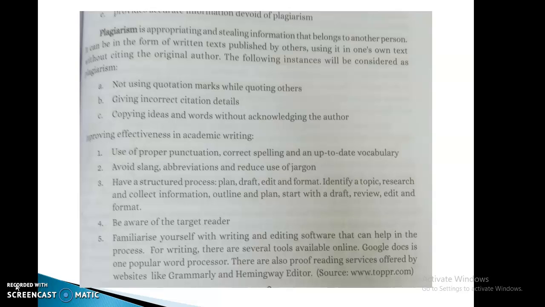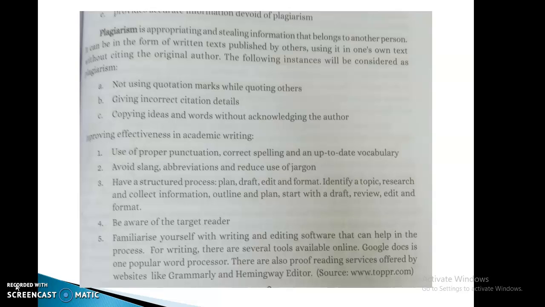The jargon is special words or expressions used by a profession or a group that are difficult for others to understand. For example, the jargons used by doctors or engineers are difficult to be understood by people who are not doctors or engineers. So in an academic writing, one must avoid slang, abbreviations and jargons.